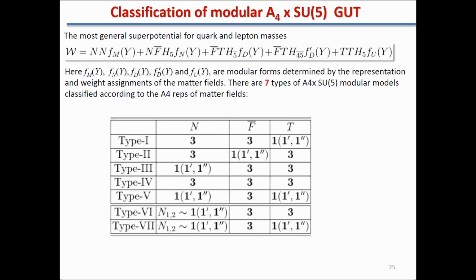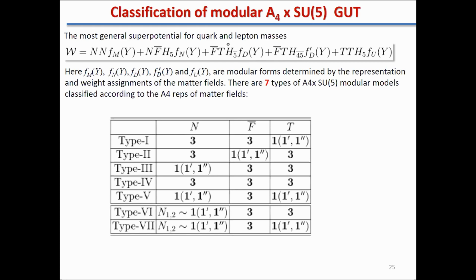So we consider the simplest modular symmetry A4 and the conventional SU(5) GUT models. And this is the most general superpotential. The first term is for the right-handed neutrino mass term. The N F-bar H5 is for the Dirac neutrino couplings, and F-bar T is for the charged lepton mass matrix and the down quark mass matrix. To explain the mass difference between the charged lepton sector and the down quark sector, we introduce another Higgs multiplet H45-bar.